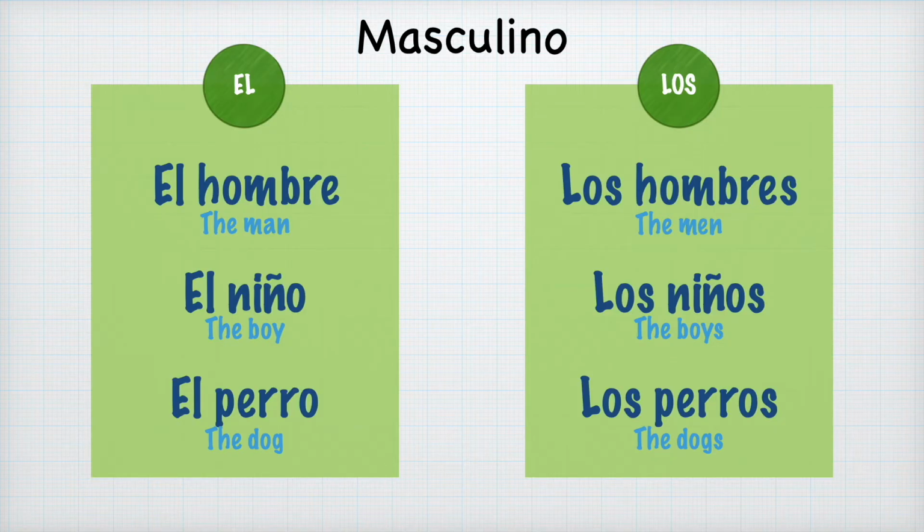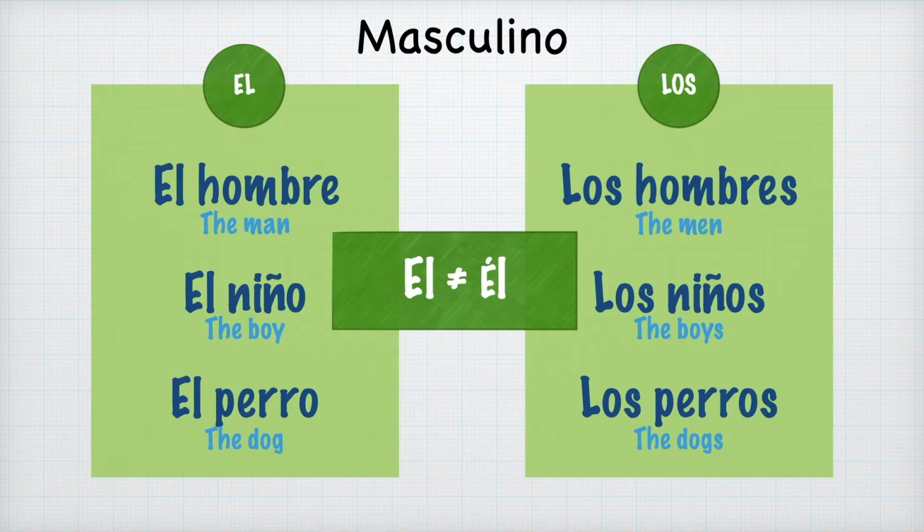You can see in English we change the plural of the noun, but the article stays the same. That's not the case in Spanish. We change both. We change the article and we change the noun as well to plural. Try not to confuse the article el with the pronoun él, which means he. You can tell them apart by the accent on the letter E of the pronoun. The pronoun has the accent, the article doesn't, but they sound exactly the same.